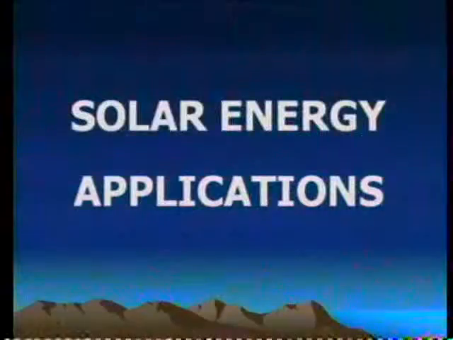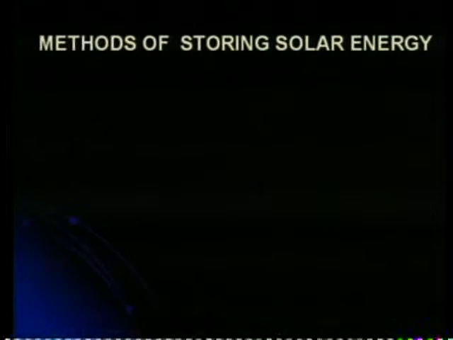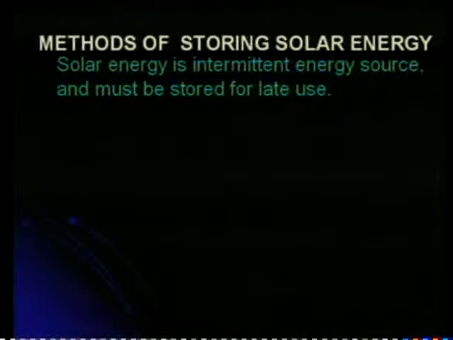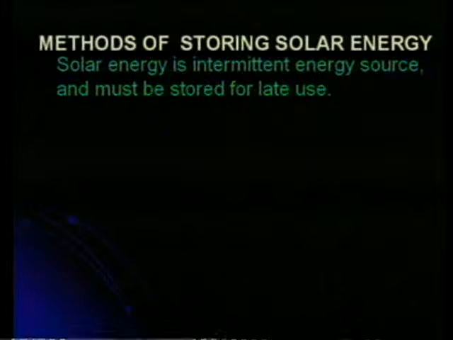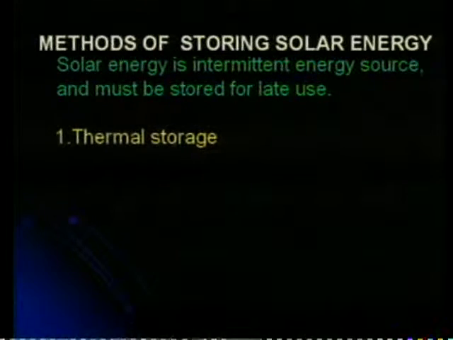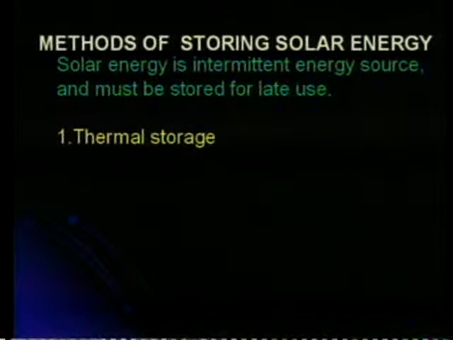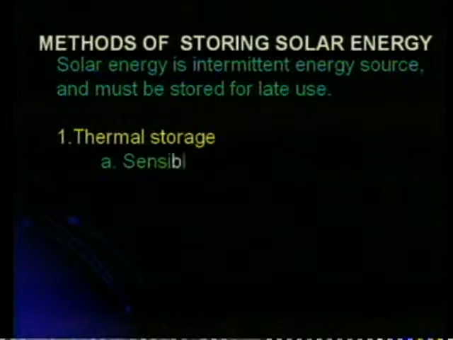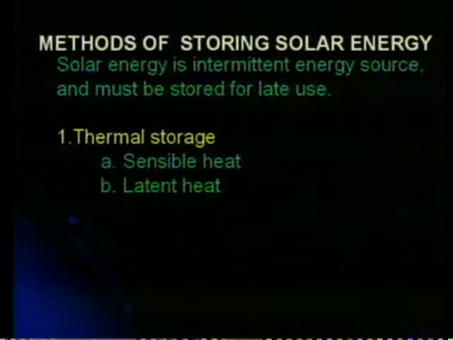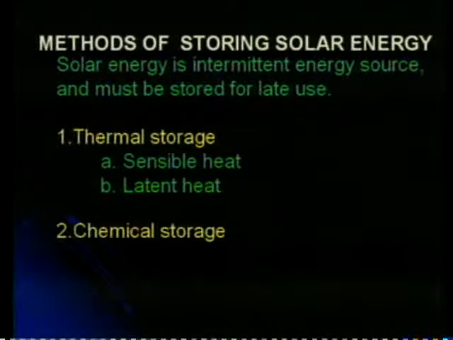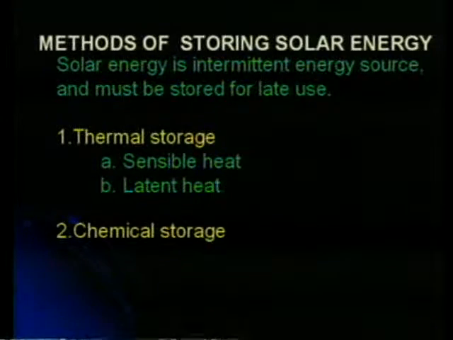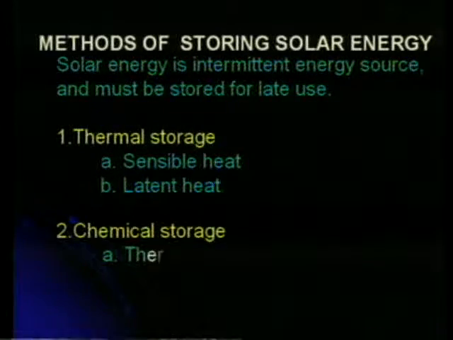Solar energy applications. Methods of storing solar energy. Solar energy is an intermittent energy source and must be stored for later use. The various methods of storing solar energy are thermal energy, that is by sensible heat. The other one is in the form of latent heat. The other one is chemical storage. Most commonly, chemical storage is thermochemical storage.